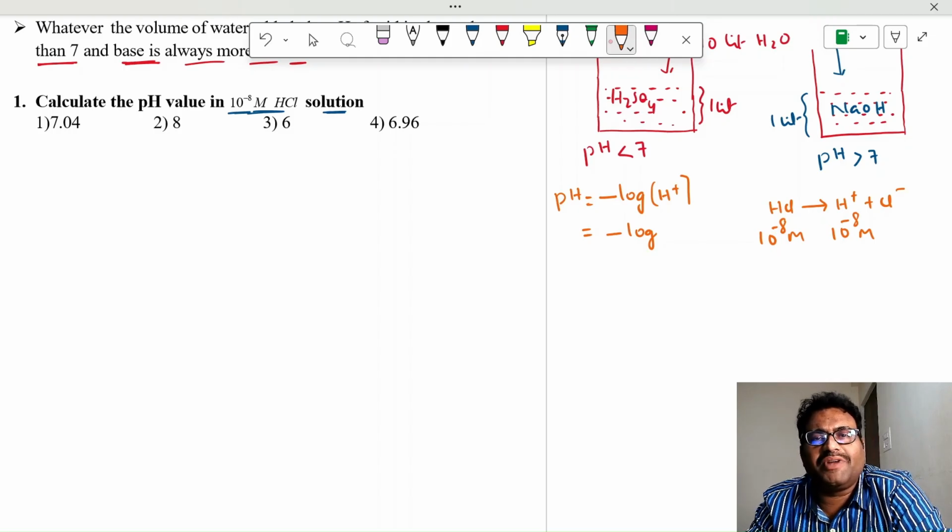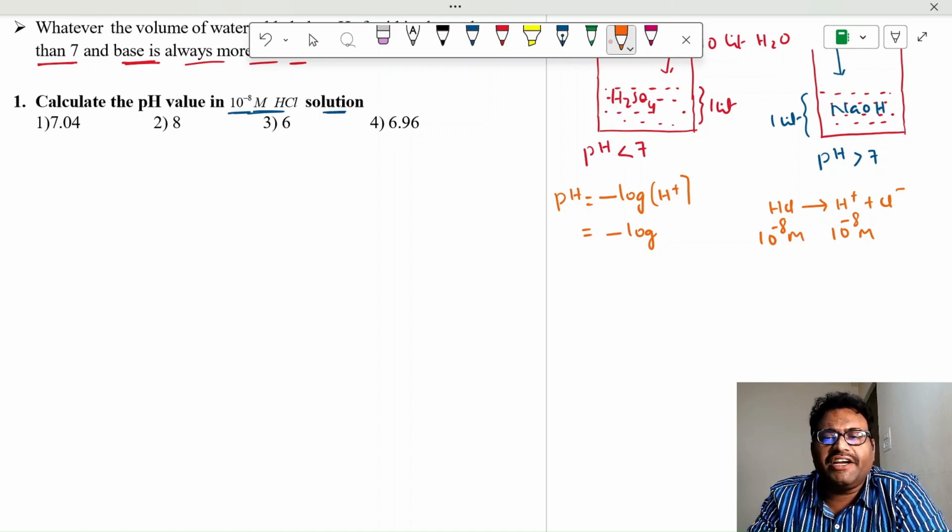So what is the H plus ion concentration? It is equal to 10 power minus 8 molar. If I substitute here 10 power minus 8 molar, then what do we get? Minus of minus 8 log 10 base 10, that is equal to plus 8. Plus 8 means pH is greater than 7.